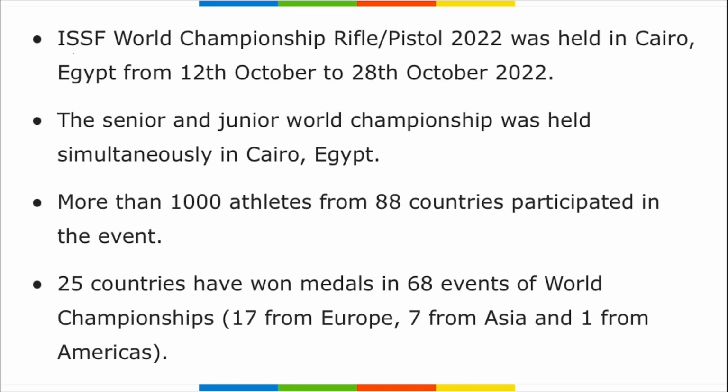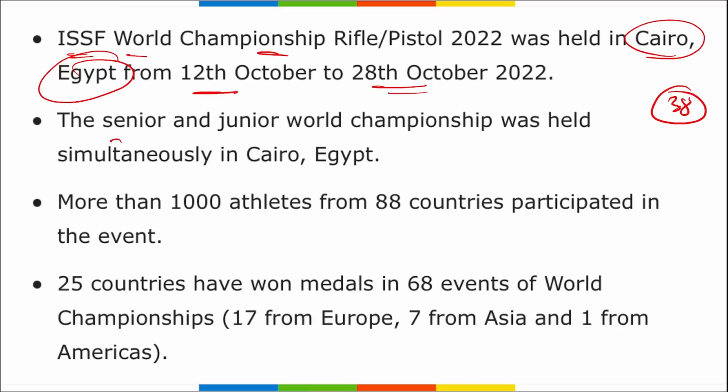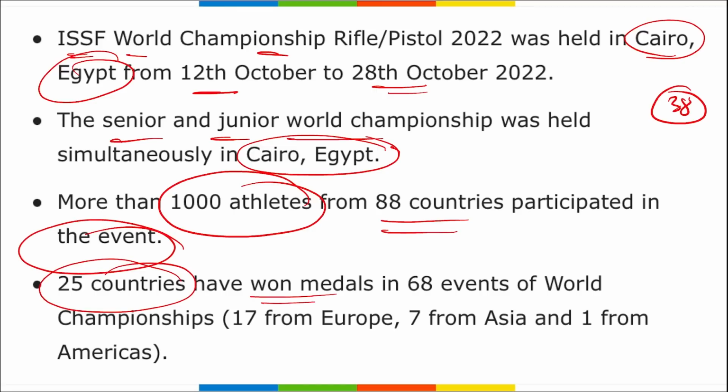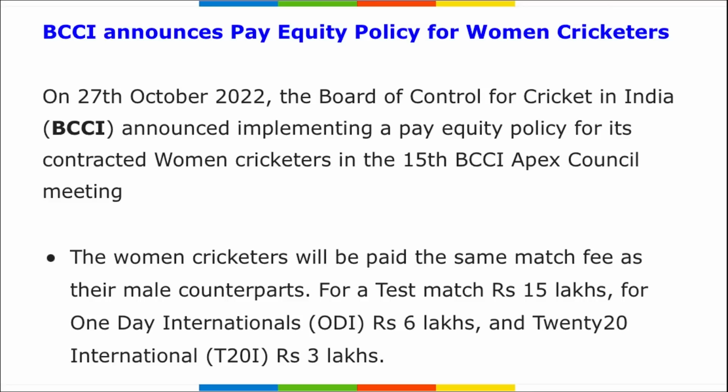All right, and in this ISSF World Championship that was held in Cairo, Egypt from 12 to 28th of October, the Senior and Junior World Championship was held simultaneously in Cairo only. More than 1000 athletes from 88 countries participated in this event, and 25 countries have won medals in 68 events of the World Championship, 17 from Europe, 7 from Asia, and 1 from America. All right, remember this. Where was the ISSF World Championship for Rifle and Pistol 2022 held? It was held in Cairo, Egypt.